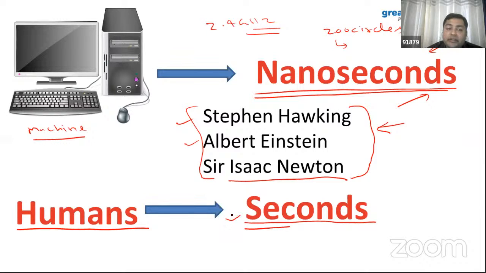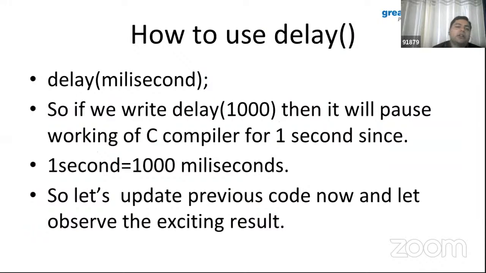But how do you see this? Definitely we cannot be faster than nanoseconds. So what is the only option you have? The only option is to slow down the computer, to slow down the PC. All right, so how to slow down the PC? That's the logic, where we can see it drawing all those circles slowly, slowly. So how to slow down the drawing? To slow down the speed of the PC, we have a delay function with us. What is the header file of this delay function?